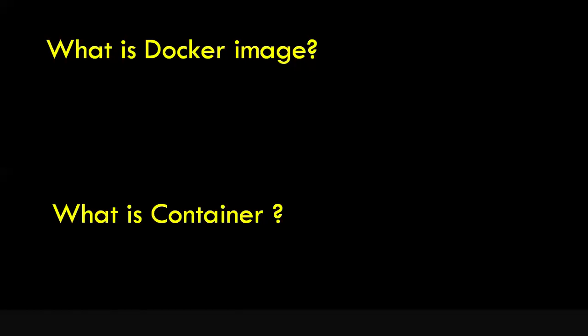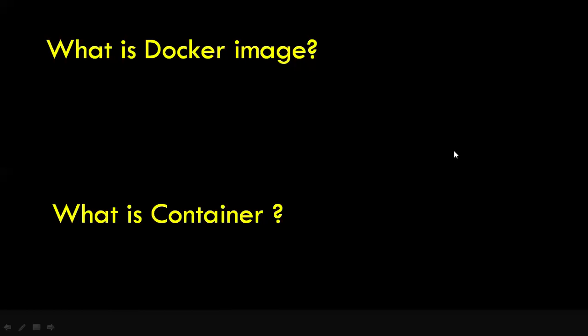I told you Docker is meant for containerization, which means you can package the application and all its other relevant or dependent files into your Docker container. There are two concepts here: one is the Docker image and the other is the container. What is an image? What is a Docker container? What is the difference between these two? You should be knowing it.